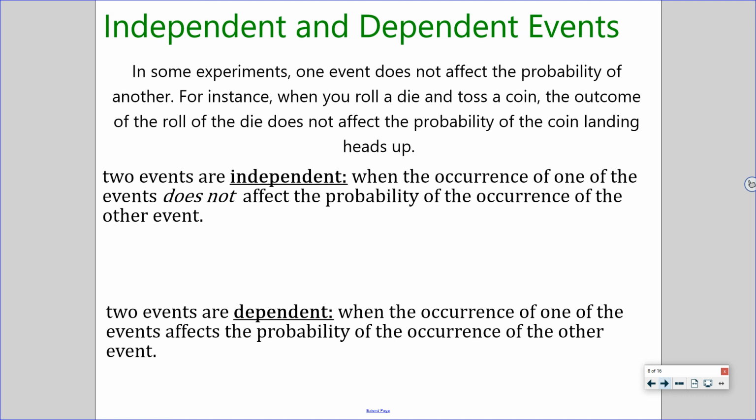And then two events are dependent when the occurrence of one affects the probability of the other. A really classic example of this is if you're drawing a card and you don't replace it, what happens in the first draw affects the likelihood of your second draw. That's called a dependent event.